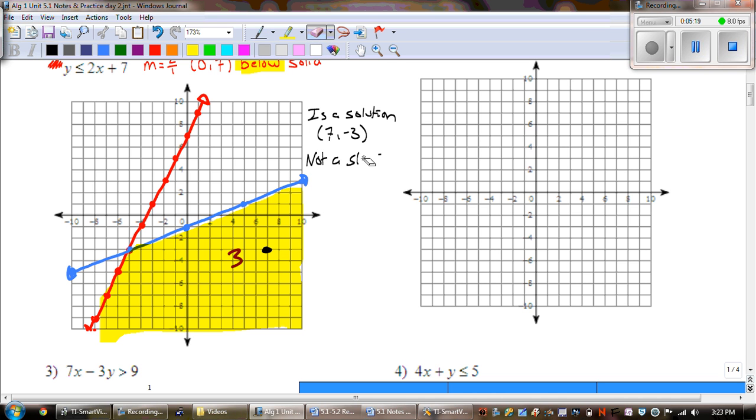Oh my gosh, I don't know how I'm spelling solution. Okay, and now I can go anywhere outside that's not a solution, and I'm going to go right there. And that's the point (0, 2). Okay, so is a solution and is not a solution. Remember that we're going to have to do that for each one of these. Okay? All right, next one.